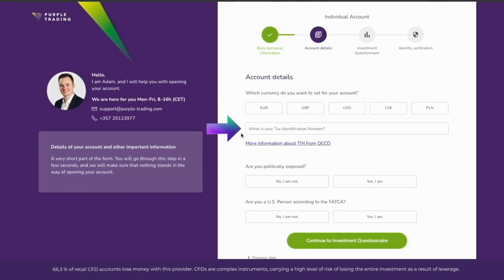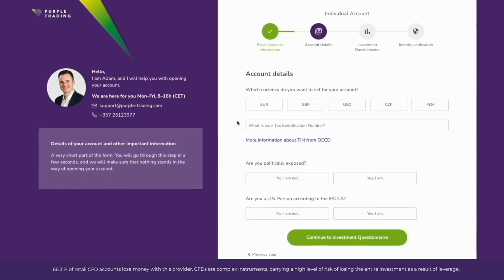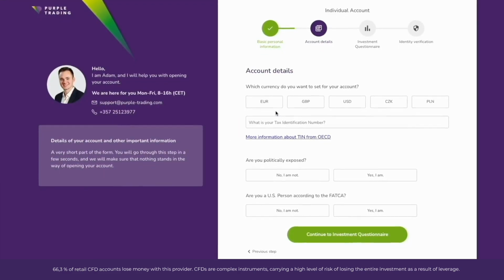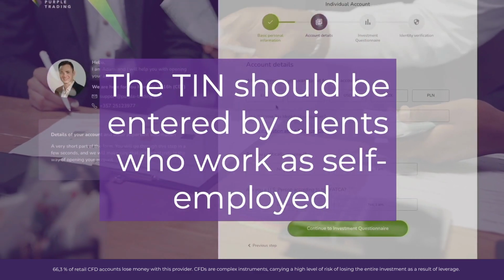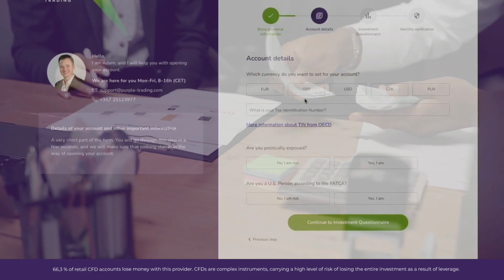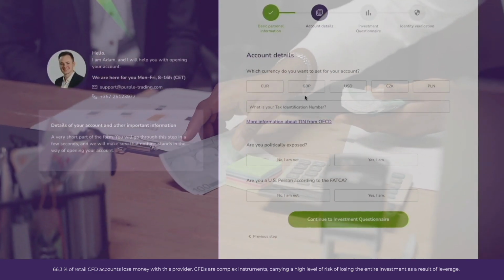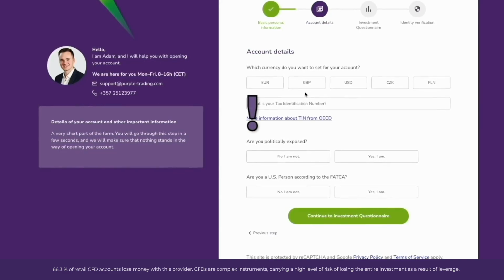If you have been assigned a tax identification number, fill it in here. If you are not sure what to fill in this field, feel free to leave it blank. The TIN should be entered by clients who work as self-employed. This is a requirement of our regulator to more accurately identify and therefore protect the client. In any case, please do not fill in the traditional VAT number here.